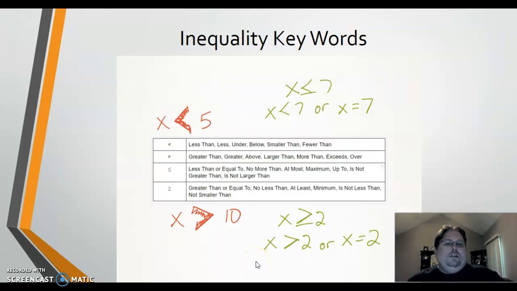This is where you might want to take a few notes. We're talking about the inequality keywords. That way you don't have to keep going back to this video to help you figure this out.